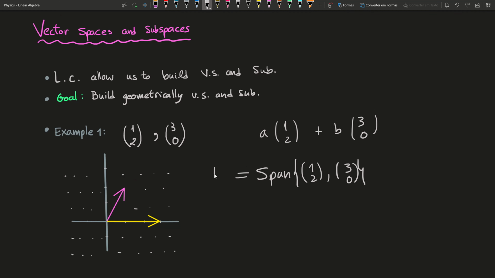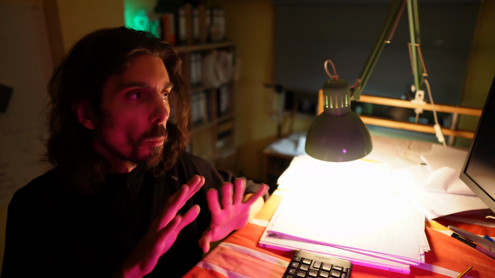This span is what we call R². Notice something very important. Any linear combination of these two vectors yields another vector in R². This is very important to notice. So there is no escape from R², no matter the a and b that you choose.